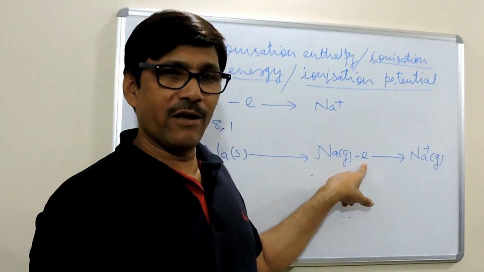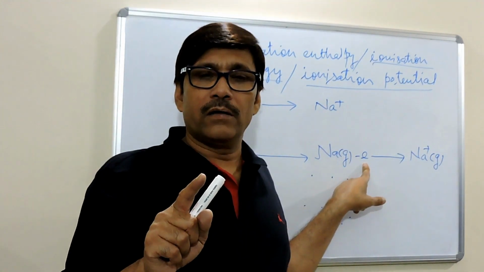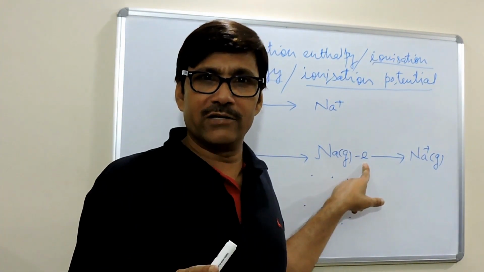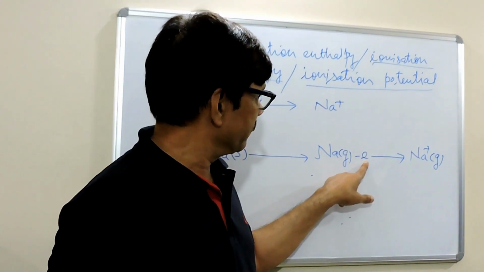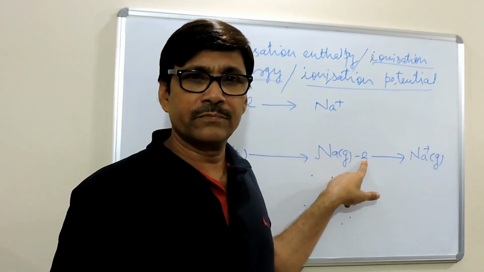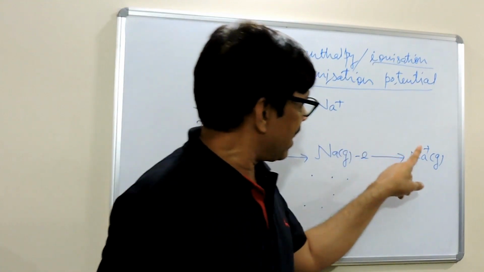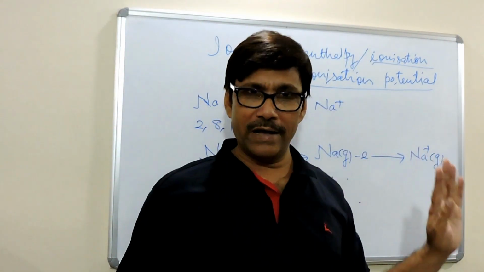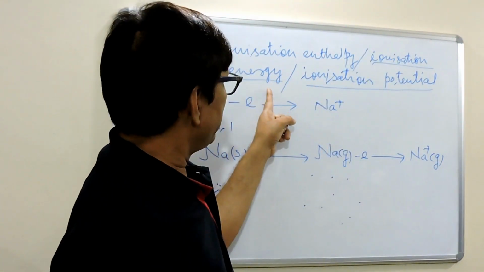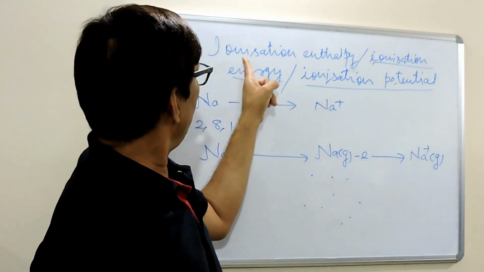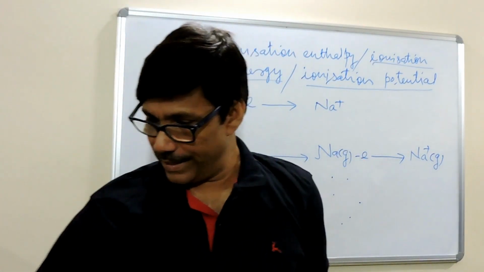So the amount of energy required to remove the most loosely held electron. When I say the most loosely held electron, definitely it is the last shell electron. So the amount of energy required to remove the most loosely held electron from the isolated gaseous atom to form an isolated gaseous ion, sodium ion in gaseous state, that amount of energy required is called ionization energy or ionization potential or enthalpy of ionization or simply ionization enthalpy. Okay, so this is the meaning of ionization.